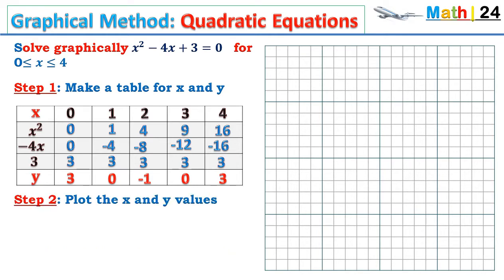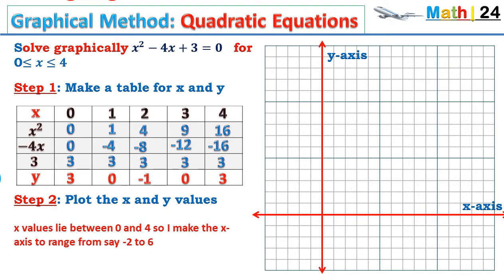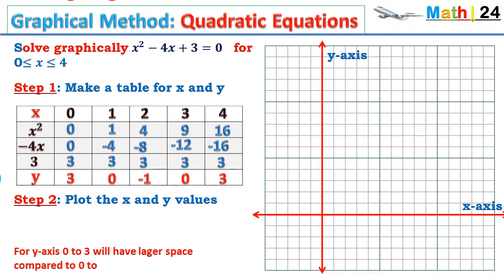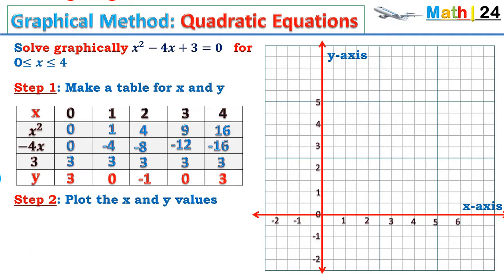The second step is to plot the values of x and y. Looking at what we have here, we need to choose a good scale. For the x values which lie between 0 and 4, I will make the x-axis range from, say, minus 2 to 6, a bit above the values that have been given in the equation. For the y-axis, 0 to 3 will have a larger space compared to 0 to minus 1, since it ranges from minus 1 to 3.